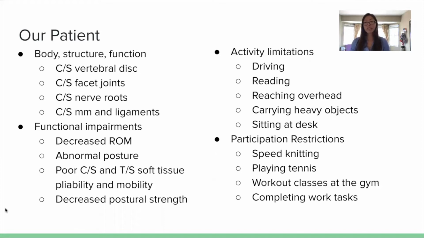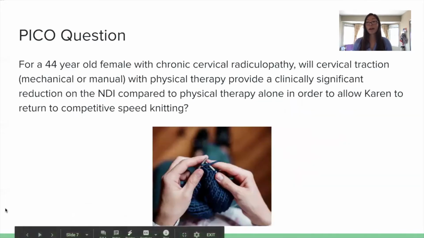But if we're looking at the overall population of patients who have cervical radiculopathy, you can imagine that they have a really hard time participating in any sort of upper extremity sport, such as playing tennis or racquetball, and even just doing upper extremity work tasks and going to the gym, things of that nature. So with that in mind, we're going to look at our PICOS question for our patient today.